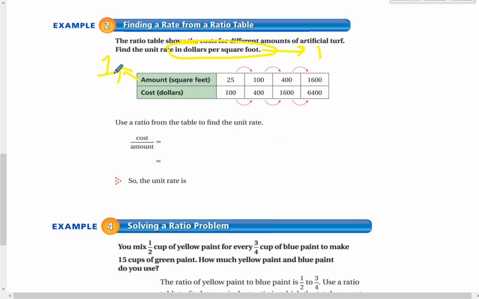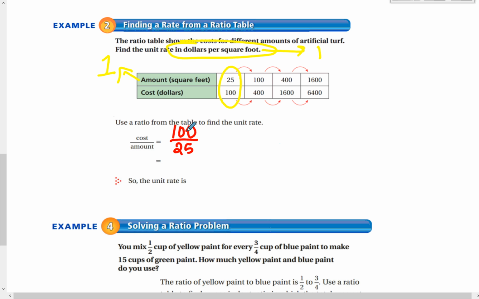Okay, we're going to use a ratio from the table to find the unit rate. So we can just use this first entry here. Okay, and we have the amount. Remember, a unit rate always has 1 at the bottom. Okay, so our amount is going to go at the bottom. Our amount is 25, and our cost is $100.